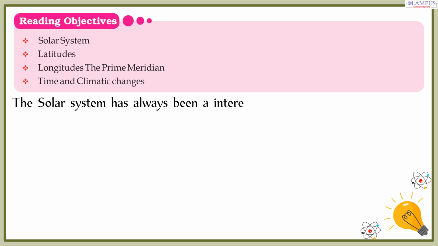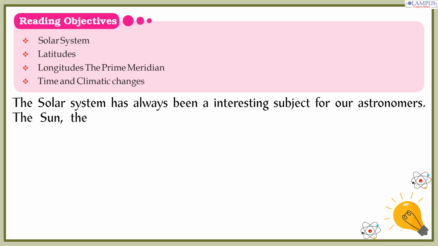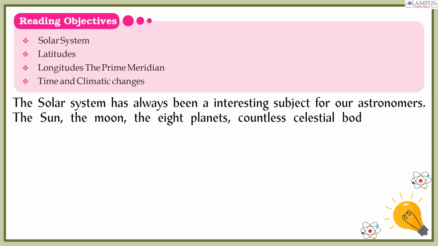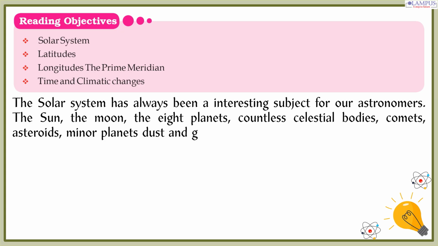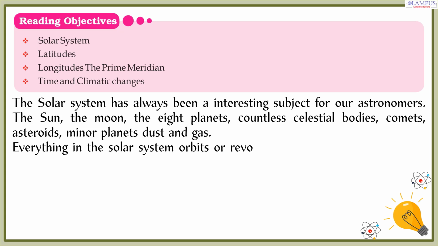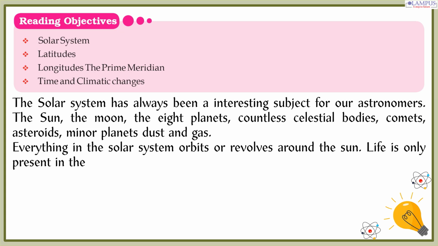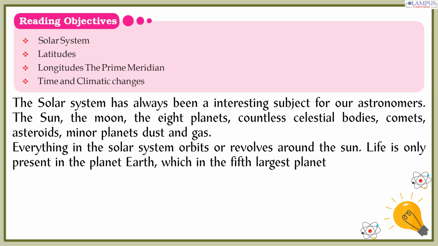The solar system has always been an interesting subject for our astronomers. The Sun, the Moon, the 8 planets, countless celestial bodies, comets, asteroids, minor planets, dust and gas. Everything in the solar system orbits or revolves around the Sun. Life is only present on the planet Earth, which is the 5th largest planet from the Sun.